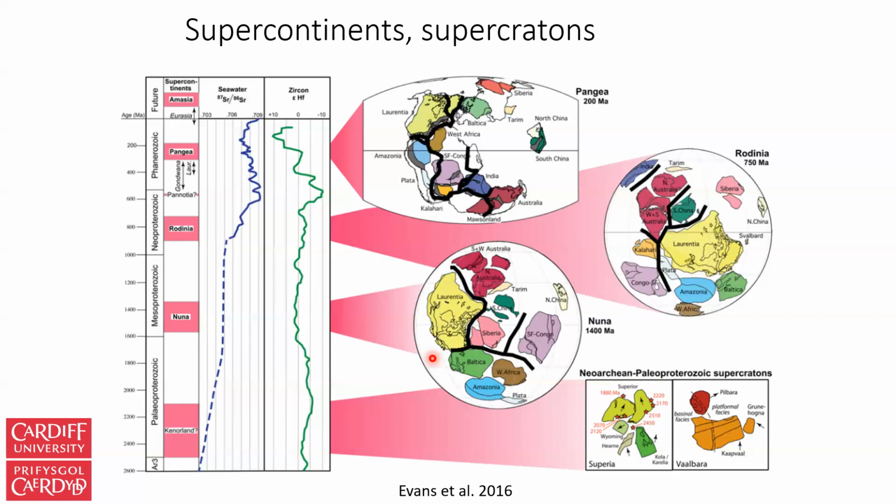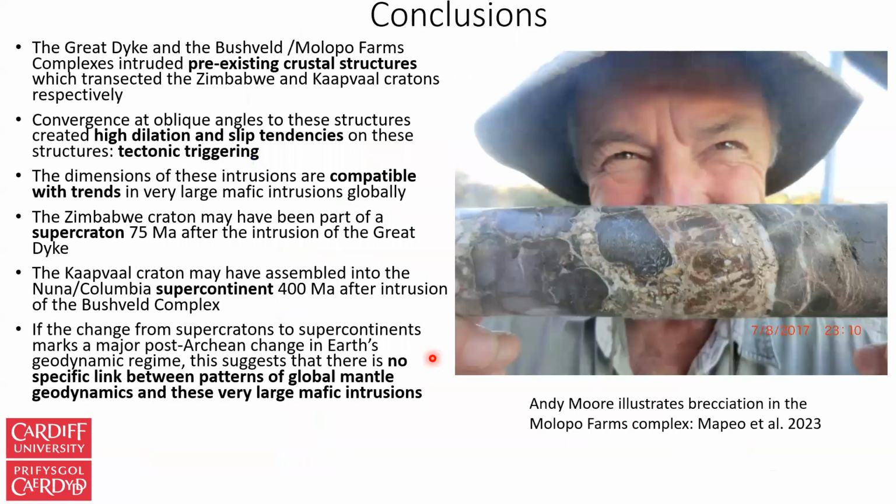So that followed, or at least the start of that process also followed to some extent, after the intrusion of the Bushveld. Now, I'm not going to say what the exact cause and effect of those relationships are. I'm just going to point them out, because that will lead nicely onto my conclusion slide here. So just to go over where we started, intrusion of pre-existing crustal structures seems to be very important for both the Bushveld and the Great Dyke.